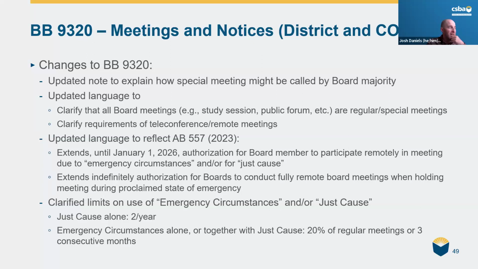And one of the things that I think reflects the poorly written nature of how the law is at this point is that there is one limit on just cause alone, which is 2 per year. And then there is a separate limit, which is either emergency circumstances by itself or together with just cause, 20% of regular meetings or 3 consecutive months. So it's kind of confusing. You have to jot it on a piece of paper to figure it out. So just pay attention to that because you don't want your board members getting in trouble for using these bases too much.